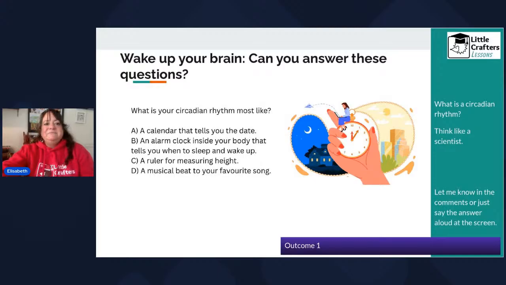The next one, what is your circadian rhythm? Have you ever heard of that term? We're going to talk about it now. Is it a calendar that tells you the date? Is it an alarm clock inside your body that tells you when to sleep and wake up? Is it a ruler for measuring your height? Or is it a musical beat to your favorite song? What is your circadian rhythm? Let me know in the comments or say your answer towards the screen.